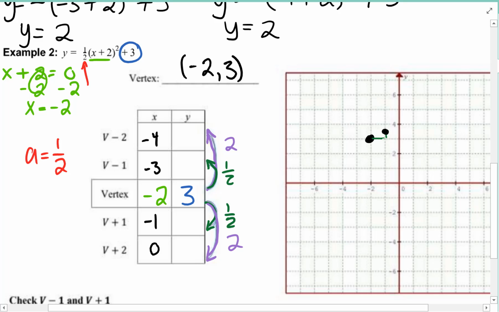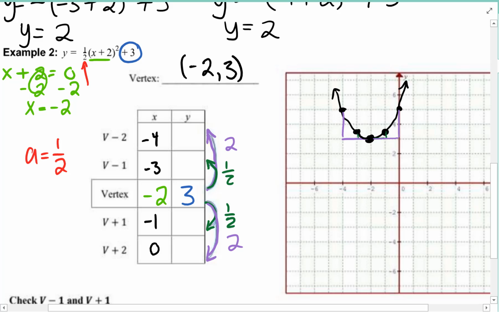Go back to the vertex. 1 unit away from the vertex, we rise 1/2. Halfway up. Go back to the vertex. 2 units away from the vertex, we rise 2 units. And here is my parabola. Make sure you draw arrows at the ends.